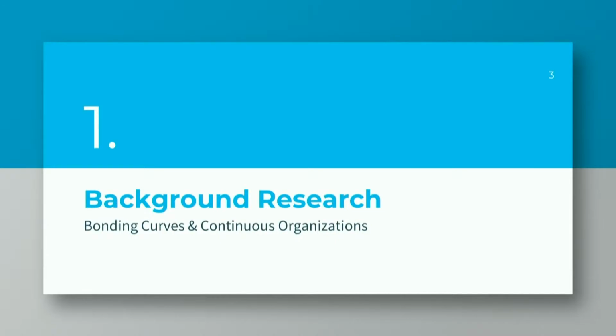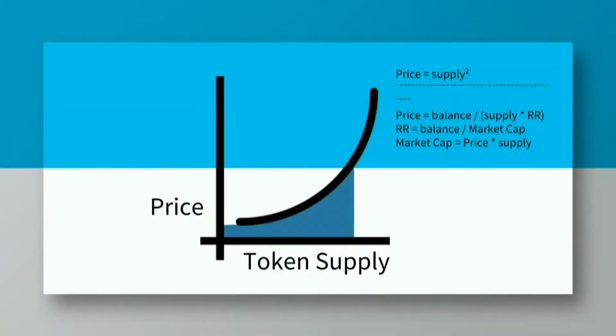So background and research. Most of this work was done on behalf of Gnosis with regard to continuous organizations. But just for a little bit of background on bonding curves in general, I want to go over the concept. Typically, you think of it as a contract that's willing to mint new tokens or burn tokens based on some price algorithm. This image could be thought of as price equals supply squared. You're maybe familiar with this quadratic-looking graph. The x-axis is the token supply, and the y-axis is the price. The area underneath that graph can be thought of as the collateral that's being held inside the contract.